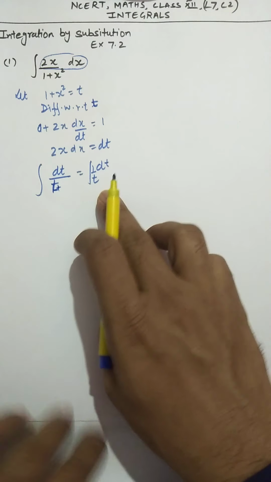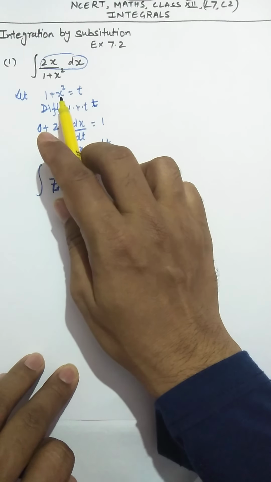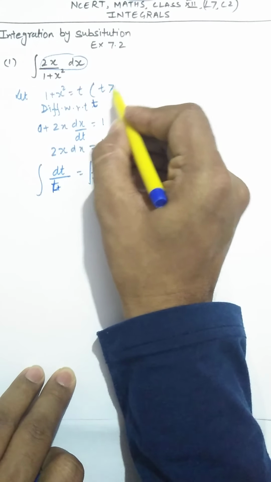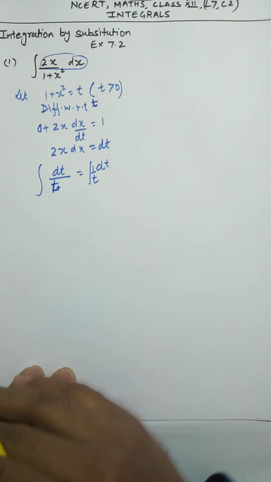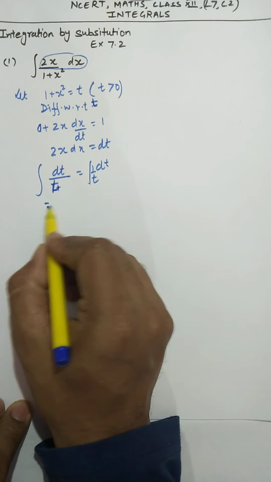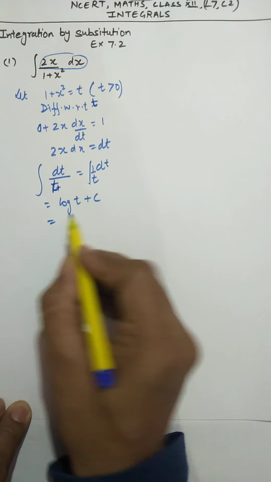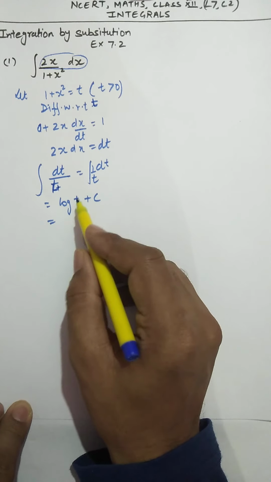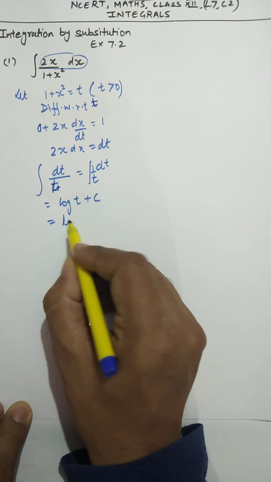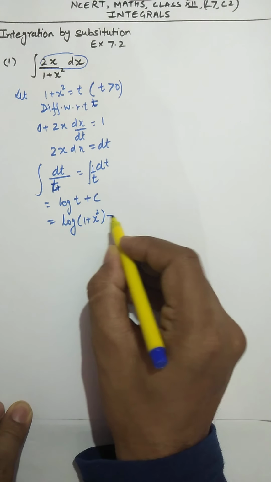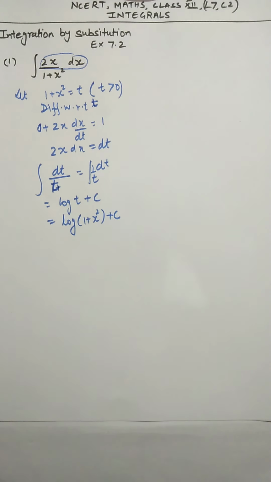So here you see that t is positive whatever value you take. So we can simplify that t is always greater than 0 whatever the value of x be. So here the answer will be log t plus c, because t is positive, so there is no need to apply mod t. So now you can again put the value that you assumed in the beginning, that is 1 plus x square, and this is c. So this is the answer of your question number 1 with the help of the substitution method.